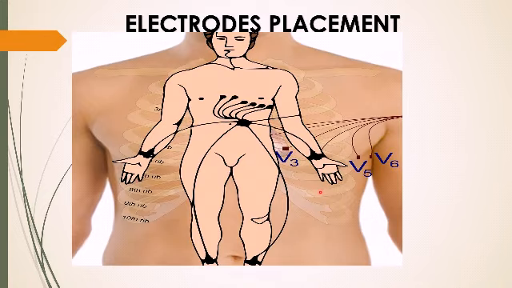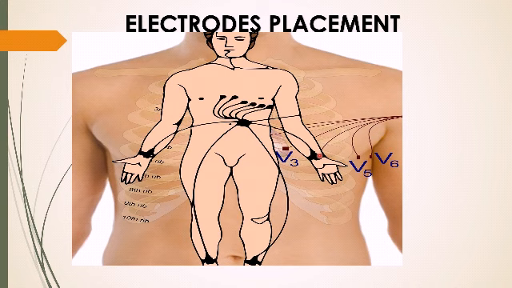Let's start with the limb electrodes. You remember the first electrode is placed on the right arm. You see, it is just above the right wrist joint. The second electrode is placed on the left arm, just above the left wrist joint.